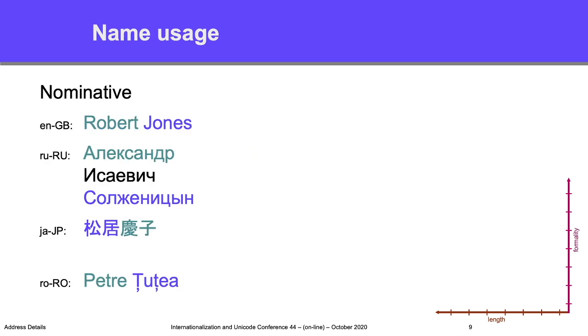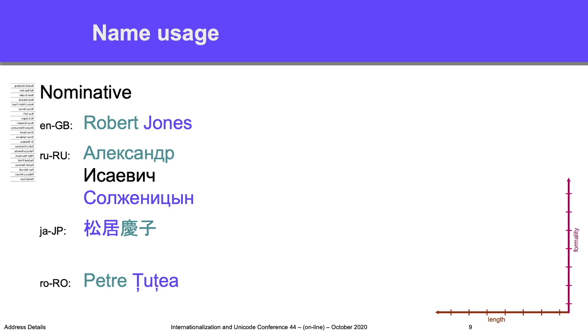Some names you have to deal with in terms of the usage. So the most common form that we look at today is the nominative form. It's a name in a list. A name that is Robert Jones. That is Alexander Solzhenitsyn. That is Matsui Keiko. That is Peter Tutea. That's a name that's on a list, a name on a label, a name on an envelope.